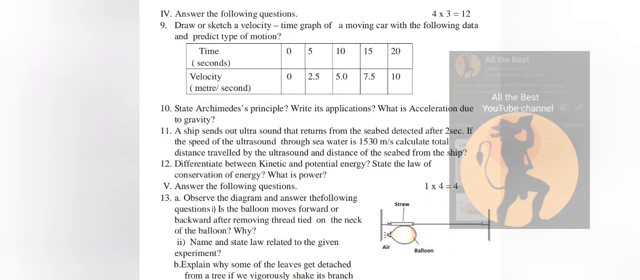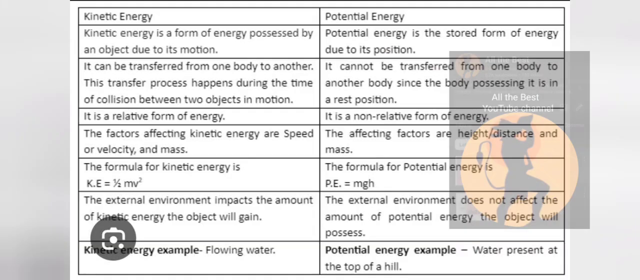So the next question is: differentiate between kinetic and potential energy. Kinetic energy is a form of energy possessed by an object due to its motion. Potential energy is the stored form of energy due to its position. Kinetic energy can be transferred from one body to another. This transfer happens during a collision between two objects when they are in motion. Potential energy cannot be transferred from one body to another since the body possessing it is in a rest position. Kinetic energy is a relative form of energy. Potential energy is a non-relative form of energy.